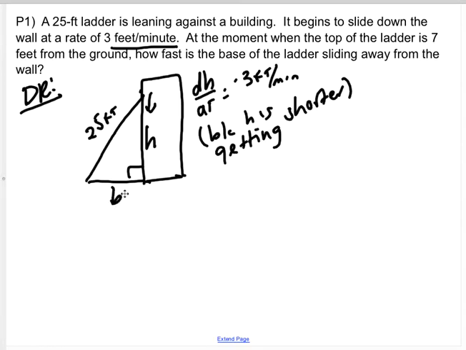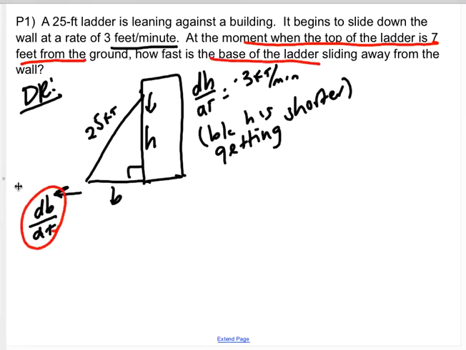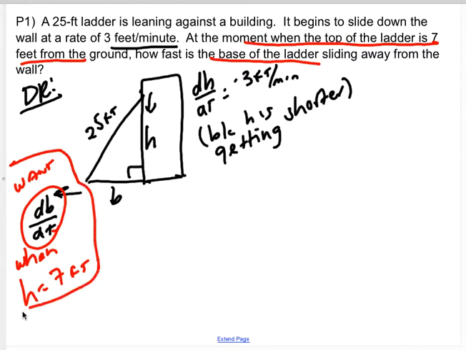I'm going to call this b for base, right? And I want to know how fast the base is sliding out, so db/dt. So the thing I'm asked to find is at the moment when the top of the ladder is 7 feet from the ground, how fast is the base sliding? So I want this, right? I want db/dt when h is 7 feet. So that's what I want. This is my goal, to find db/dt when h is 7 feet.